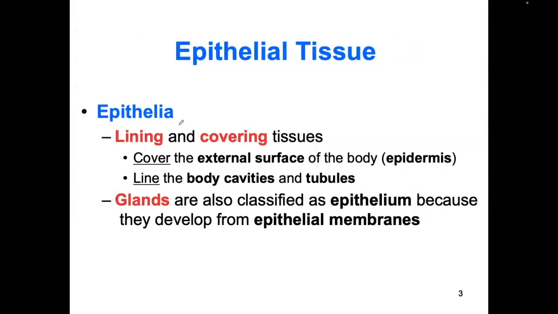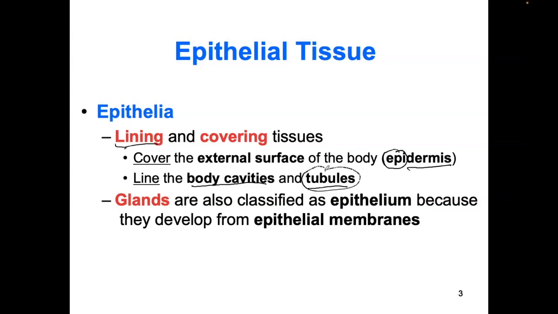Now, epithelium is a lining and a covering type of tissue. When we think of a covering, I think of the skin. Epithelium covers the external surface of the body, the upper part of the skin. Remember, upper is epidermis, and the epidermis is made up of epithelial tissue. Epithelium can also be a lining. It can line body cavities and tubules.